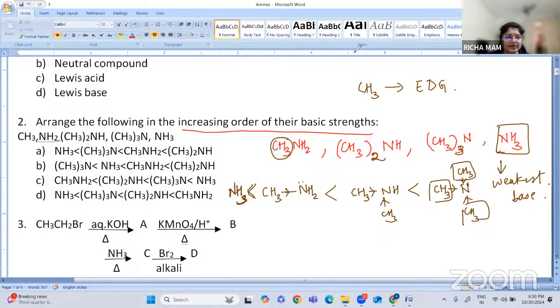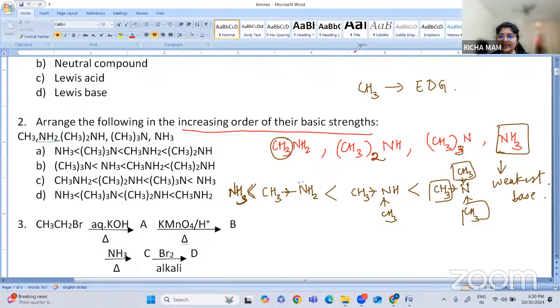But one more reason can be added here. As I said, first will be ammonia, as it is the weakest base. Then CH3 is a methyl group, an electron donating group. It will donate electrons, so there will be more basicity. Because of that we gave this order: CH3NH2, then (CH3)2NH, and then (CH3)3N. So this was the order based upon the electron donating group.